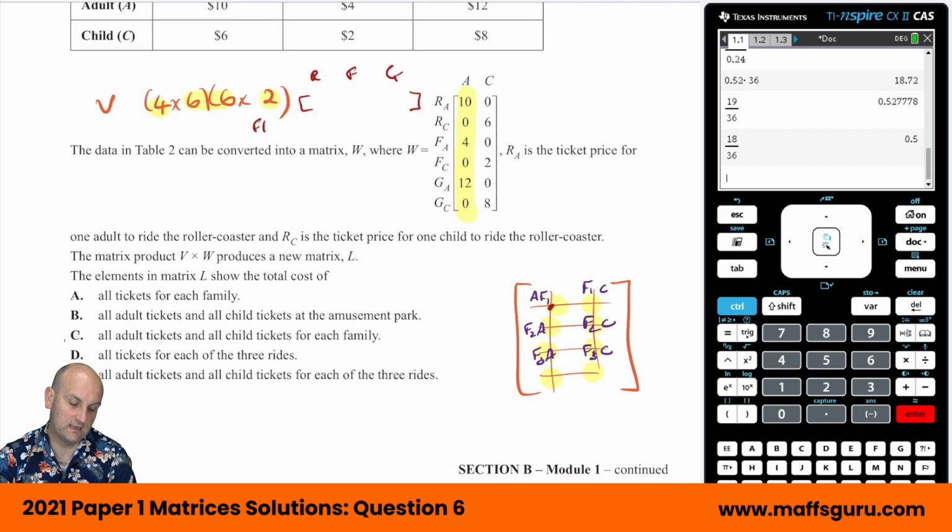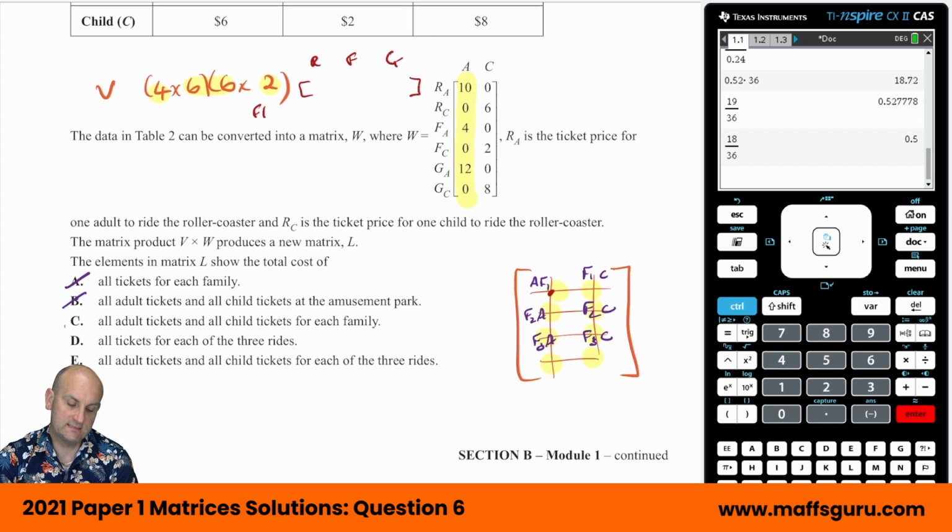So what is it going to get? The elements in matrix L show the total cost. I don't want to know each value. All tickets for each family? No. All adult tickets and all child tickets at the amusement park? No, the elements will give me all adult tickets and all child tickets, no.